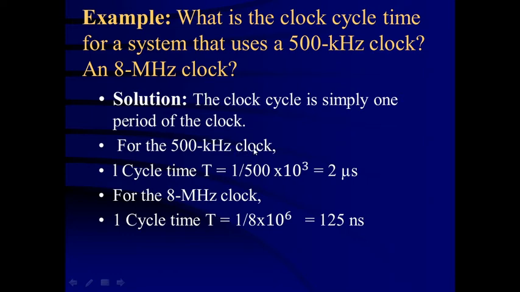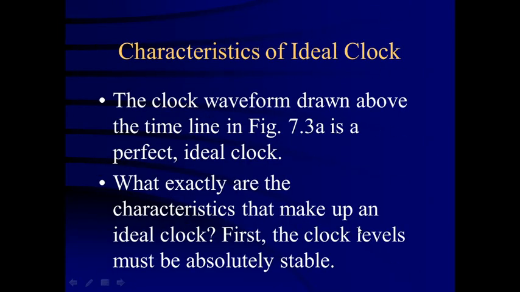For a 500 kilohertz clock, one cycle time T is equal to 1/f, that is equal to 1/(500 × 10^3 hertz), that is equal to 2 microseconds. So you can consider that the clock cycle time or basic timing interval here is going to be 2 microseconds when it is operating at 500 kilohertz, and when it is operating at 8 megahertz, that is going to be converted from microseconds to nanoseconds, 125 nanoseconds, that you can see here.